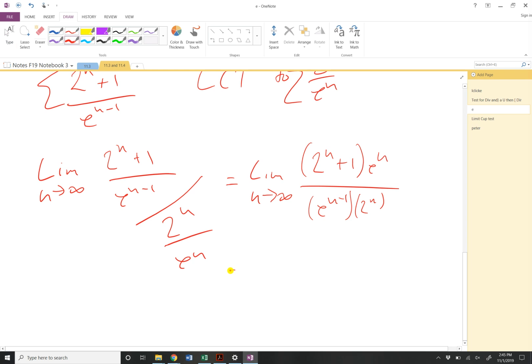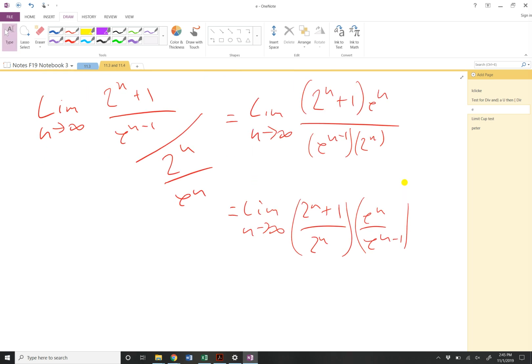Okay, let's rewrite those. So 2^(n+1) over 2^n times e^n over e^(n-1). And that first product is pretty easy. It's 2 times 1 minus 1 over 2^n, and that goes to 2.